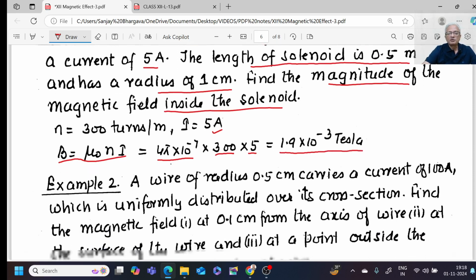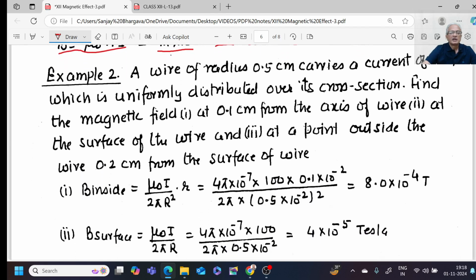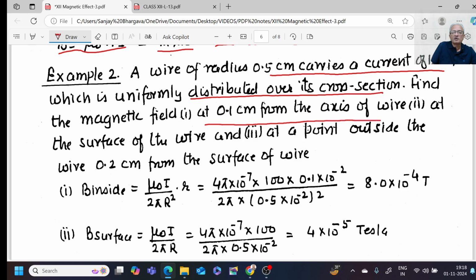So strength of the magnetic field is 1.9 into 10 raised to power minus 3 Tesla. In example 2, let us pick up. It says a wire of radius 0.5 centimeter carries a current of 100 ampere, which is uniformly distributed over its cross section. Find the magnetic field at 0.1 centimeter from the axis of the wire, at the surface of the wire, and at a point outside the wire 0.2 centimeter from the surface of the wire.